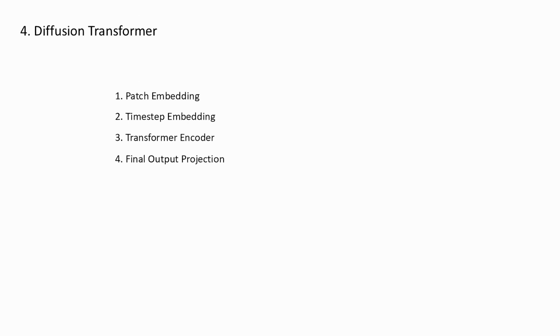Complete diffusion transformer model. The DiT model follows the ViT paradigm. 1. Patch embedding. Converts the image into patches. 2. Time step embedding. Encodes the diffusion step. 3. Transformer encoder. Applies multiple transformer layers. 4. Final output projection. Outputs noise prediction.